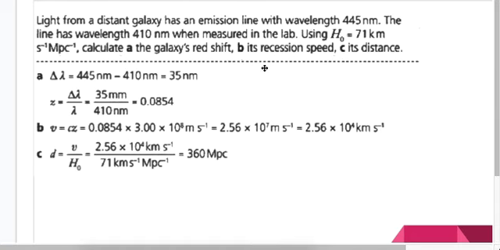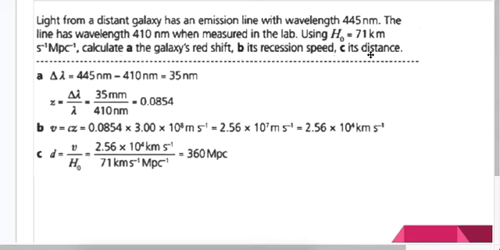To find the recession speed, use v equals the speed of light times z, because we know that z, the redshift, is also equal to the speed of the galaxy or the object over the speed of light. So z is 0.0854 multiplied by the speed of light, 3 × 10^8. You get the speed of the object as 2.56 × 10^7 meters per second, or as normally quoted, 2.56 × 10^4 kilometers per second. You can convert that by dividing by 1000 to get kilometers per second.